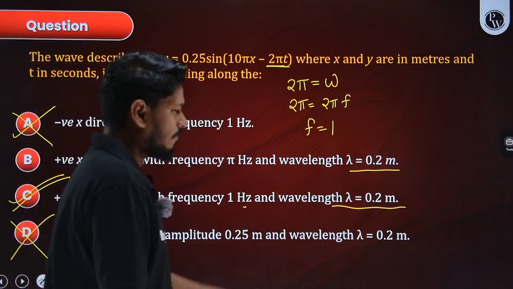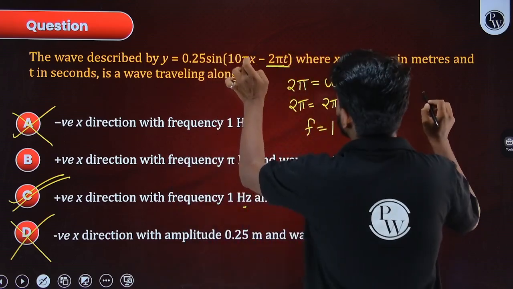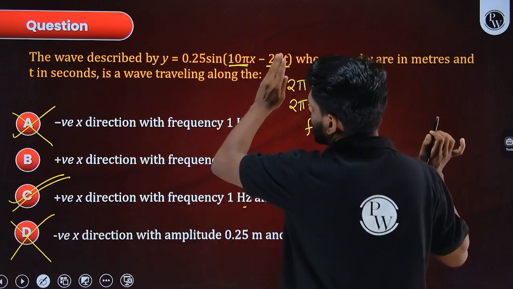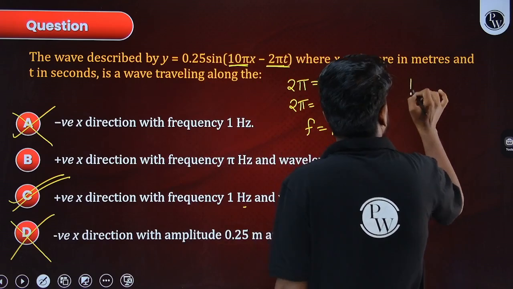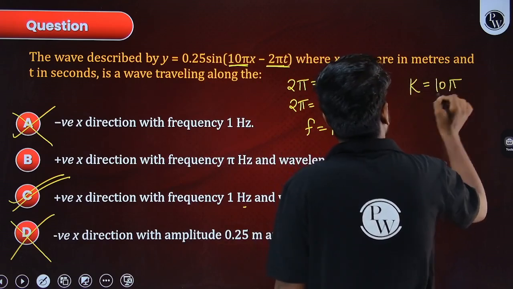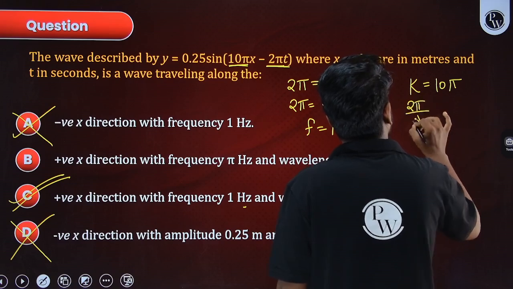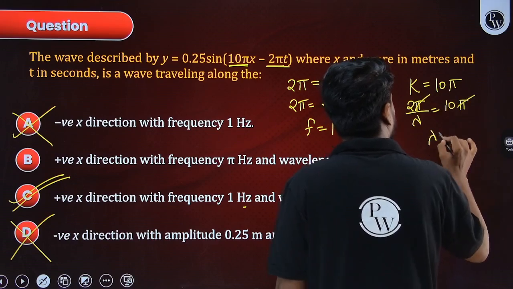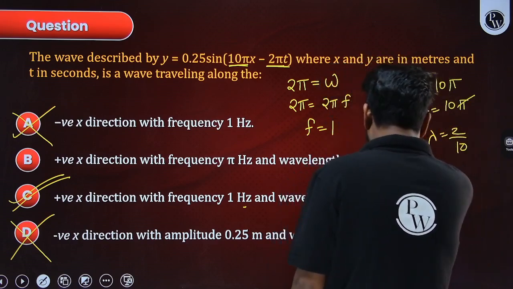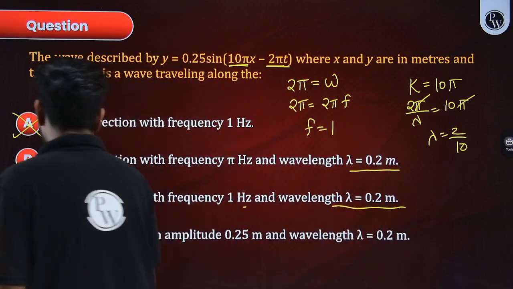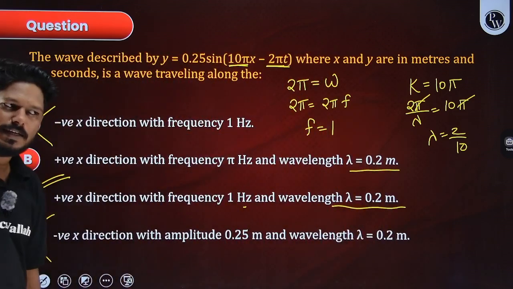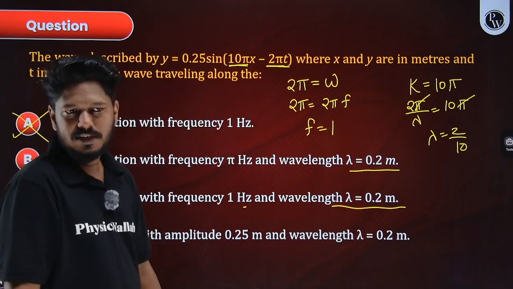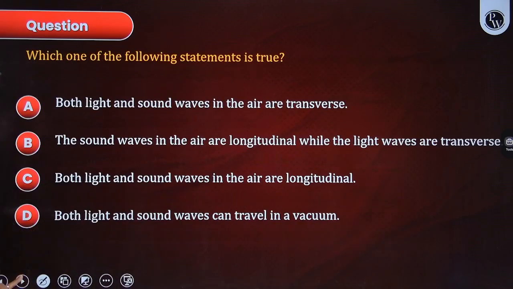Sir, how to find wavelength? See, this is k. The term which is in front of x is called k. So k is equal to 10 pi. What is k? 2 pi by lambda is equal to 10 pi. If I cancel them both, I get lambda is equal to 2 by 10, or in other words 0.2. Okay. Any difficulty?